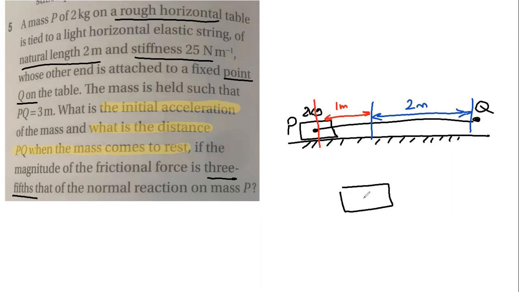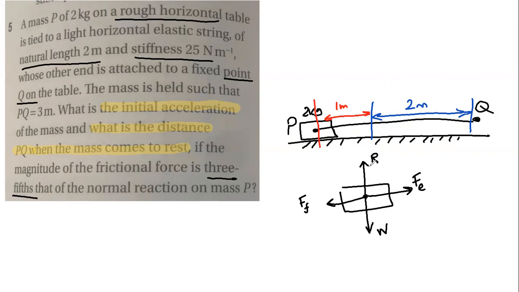So here I have P. Now vertically, of course, I would have the weight, and vertically I would also have the reaction. So that's the reaction, and that's the weight. And of course, in the horizontal dimension, I have friction. I'll call that F for friction. And on the other side, I would have the elastic force. I'll call that Fe, the elastic force from the string. Okay. Now, of course, I'd have initial acceleration because the forces are unbalanced.